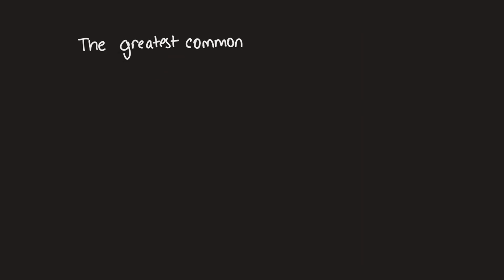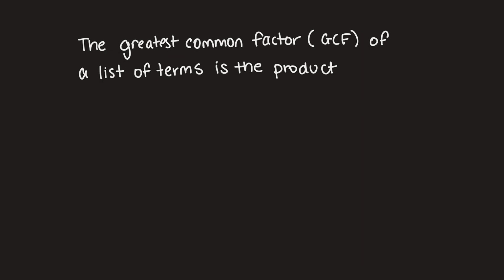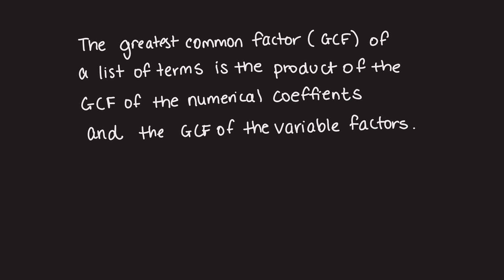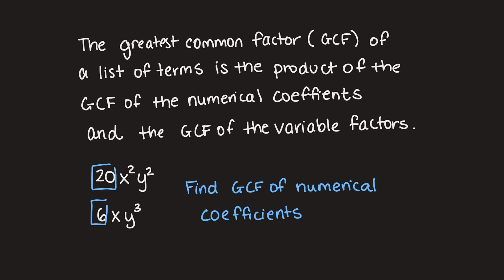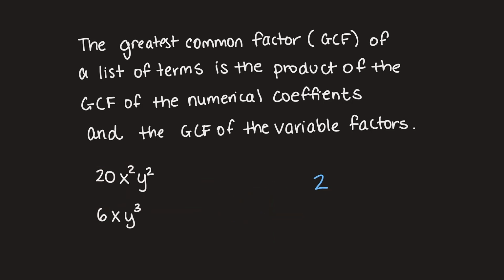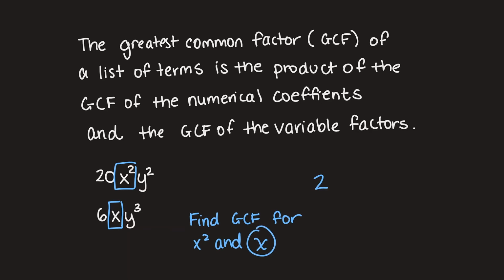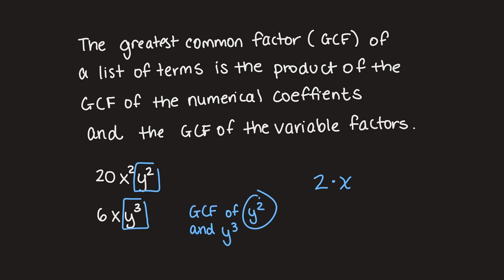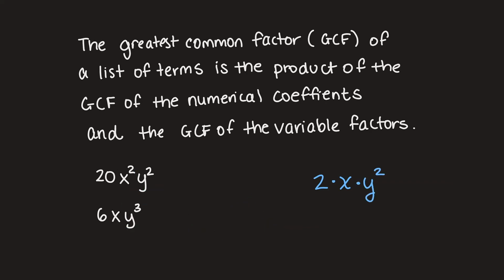So the greatest common factor of a list of terms is the product of the GCF of the numerical coefficients and the GCF of the variable factors. So if we wanted to find the GCF for the following terms, we first find the GCF for the numerical coefficients, which is 2. Then we find the GCF for x squared and x, which is x since it has a smaller exponent. And the GCF between y squared and y cubed is y squared. Therefore, the GCF of these two terms is 2xy to the 2nd.